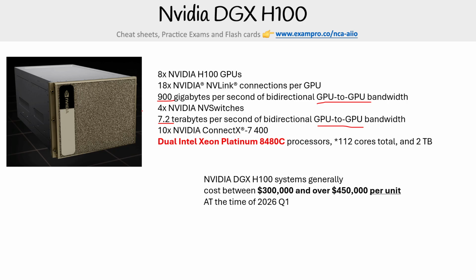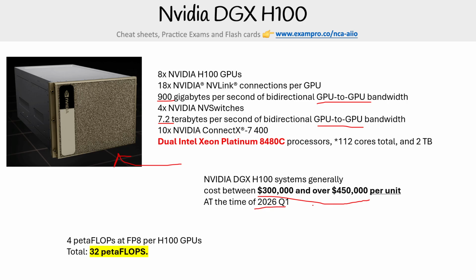So NVIDIA DGX H100 systems generally cost between $300,000 to $450,000 per unit. So yeah, think about how much that is, right? It's expensive. At the time of 2026 Q1, that's what it is.